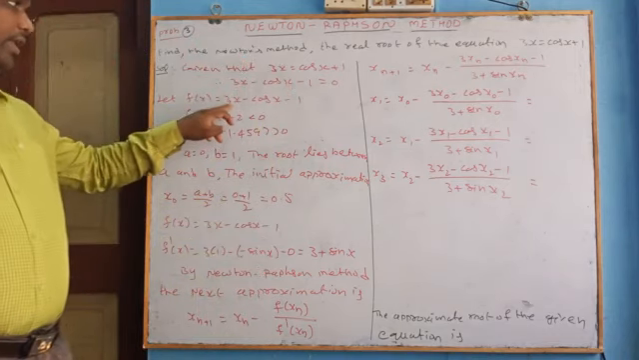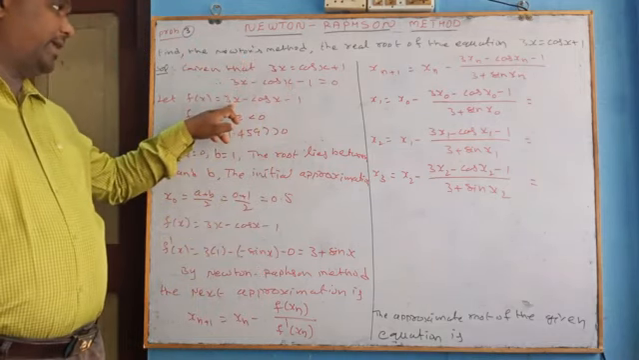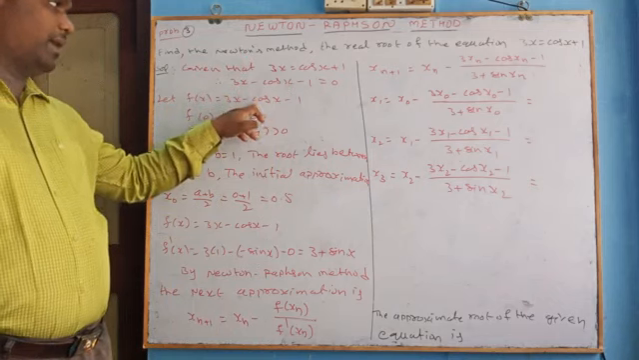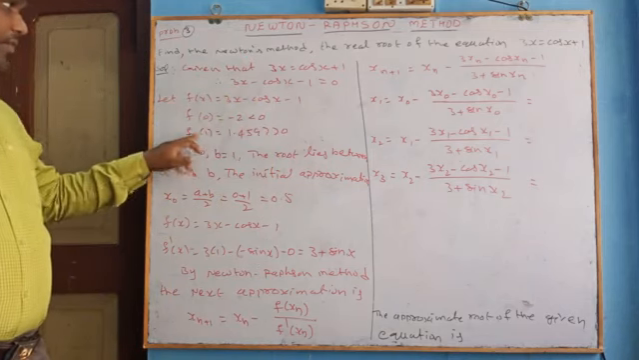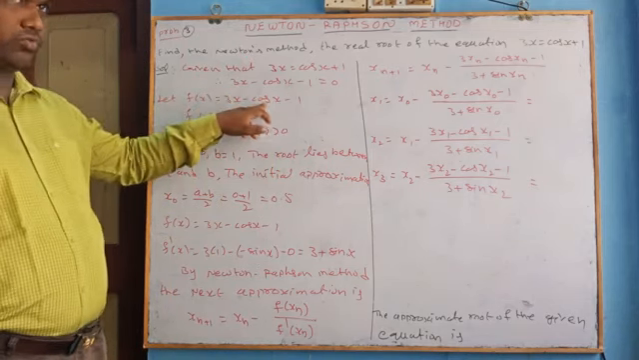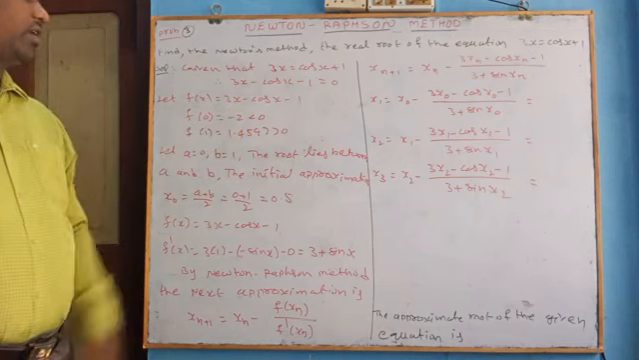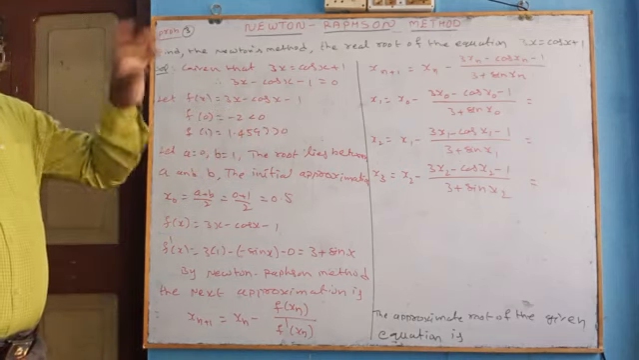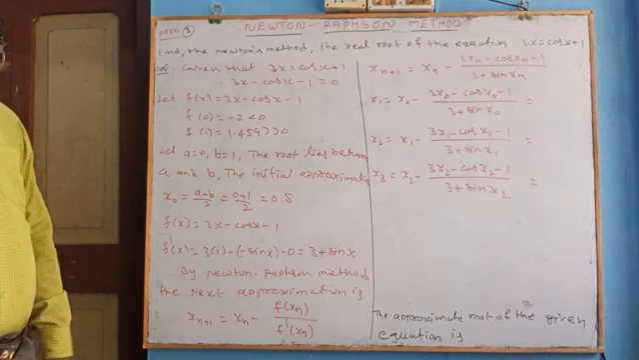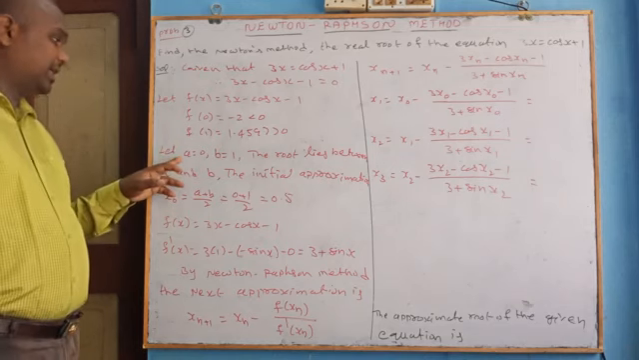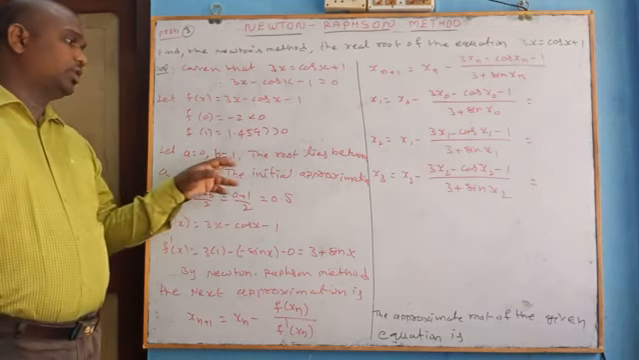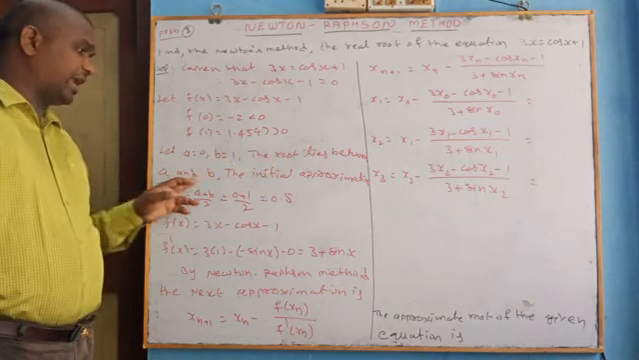So f of 0: put 0 here, 0 minus cos 0 minus 1, which is minus 1 minus 1, equals minus 2. And f of 1: put x equal to 1, 3 minus cos 1 minus 1. This value is 1.4597, already calculated. How to find this value? Let a equal 0 and b equal 1. The root lies between a and b.